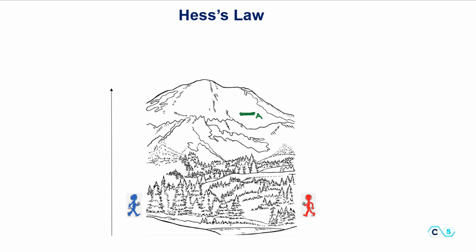For example, in this case, we have two hikers who are going to this point A, and they're taking two different routes. Hiker 1 is going on this route, going directly and fast to the summit of the mountain and then going down to point A, while the second hiker is taking a longer path, going through this forest, maybe taking some rest, so taking a longer time and a longer route, but eventually getting to point A. What is important here is that once they are here, they are at the same altitude.